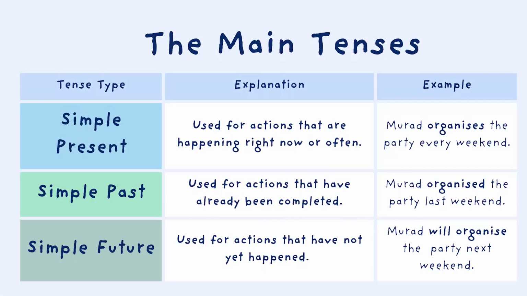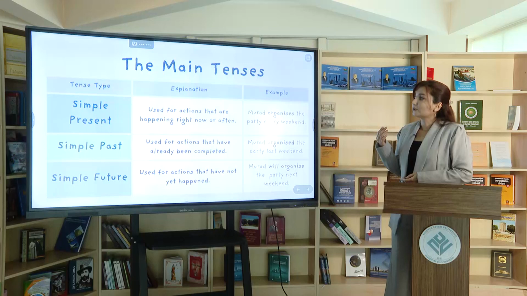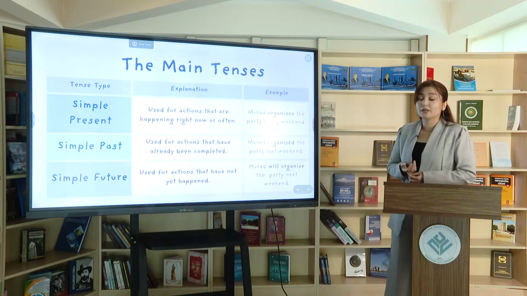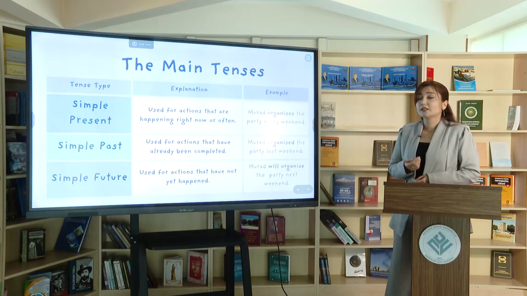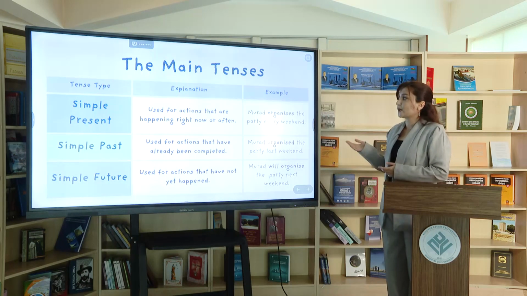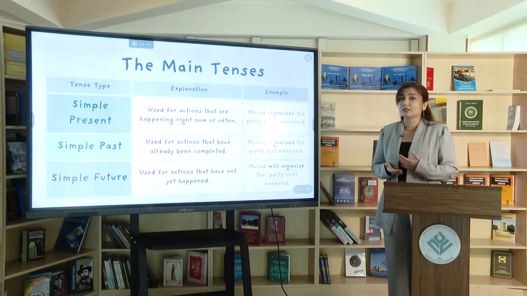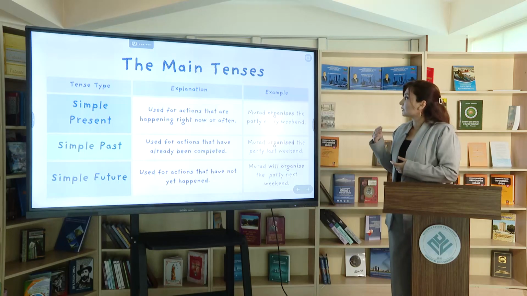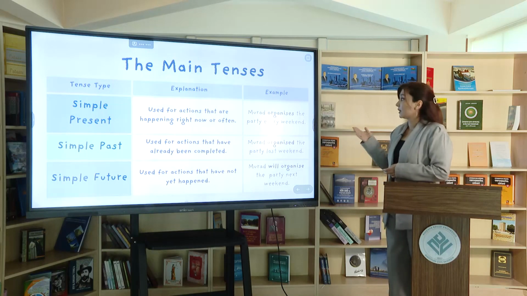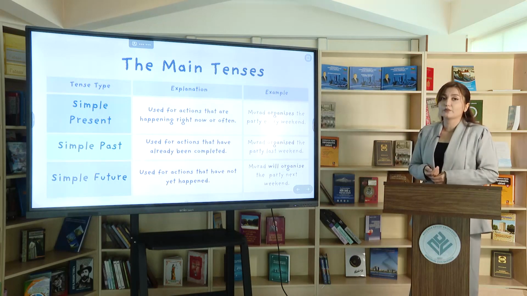And let's speak about our main tenses. We have three main tenses of verbs. Firstly, simple present tense. Simple present tense is used for actions that are happening regularly or right now, or that you often do. And our sample is: Murat organizes the party every weekend.